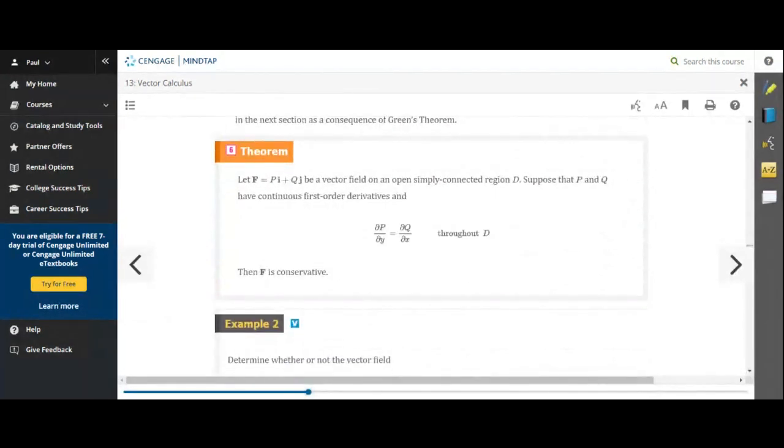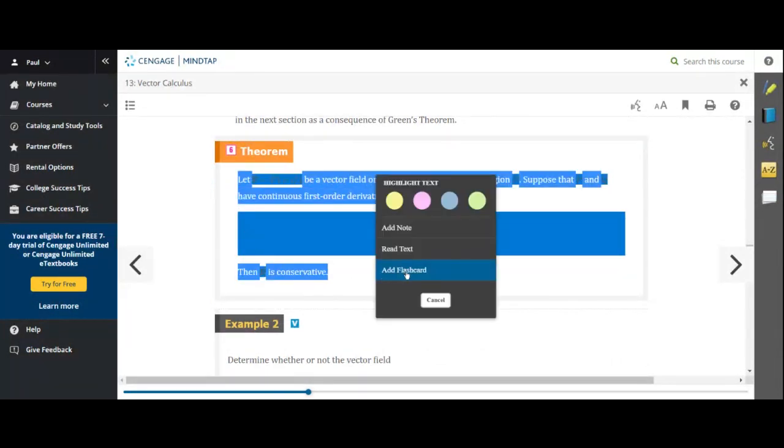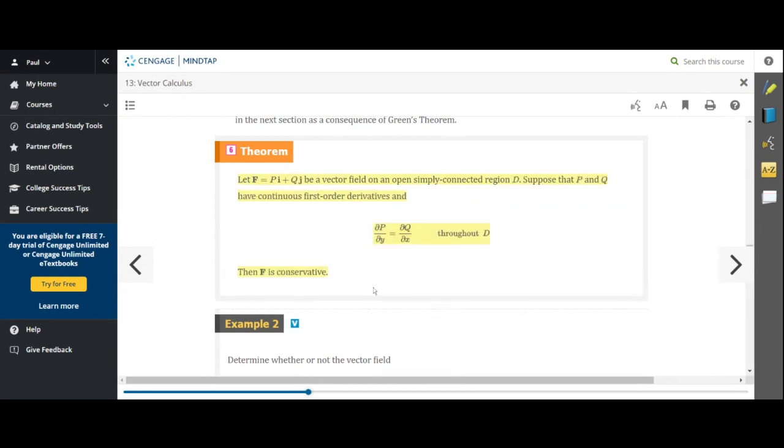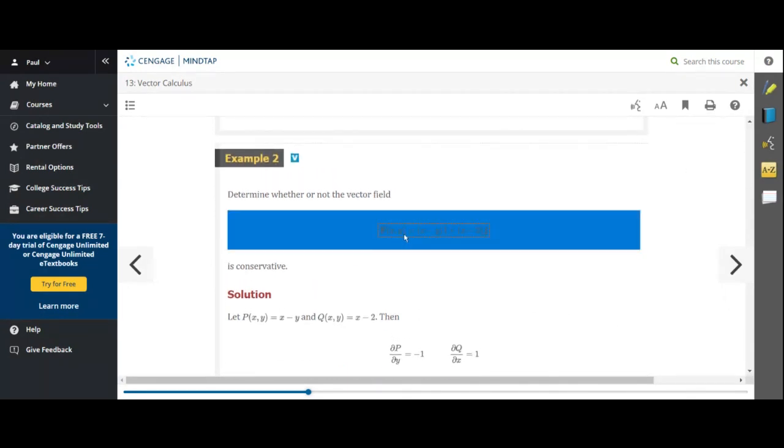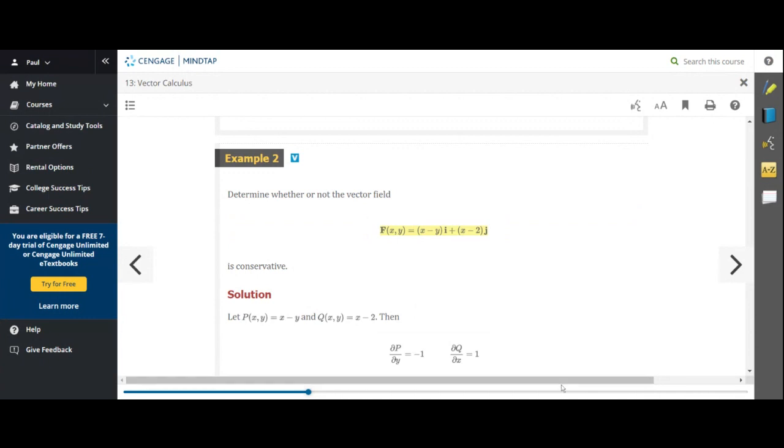They restate it in a different way here. If that condition is satisfied, if those partial derivatives are equal to each other, then you have a conservative vector field. Okay? So for example, in example 2 here, they want you to determine if this vector field is conservative. Okay, is that vector field conservative?